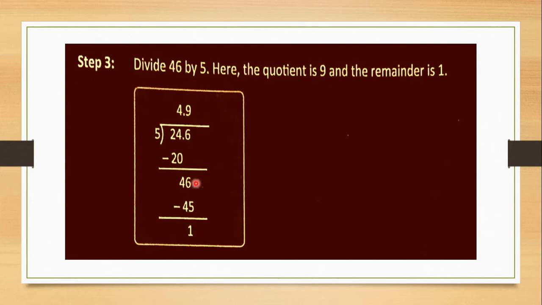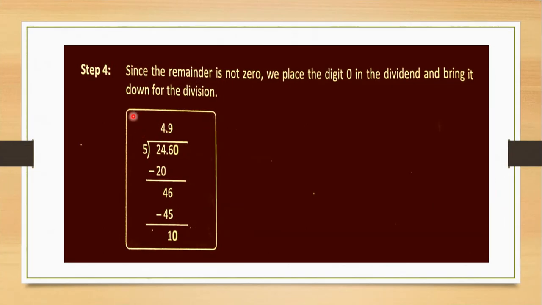Everybody knows that 46 doesn't come in 5's table, so we'll take the lesser number. So 5 nines are 45. Now 46 minus 45 is 1. So now the quotient is 9, because 5 nines are 45 and the remainder is 1. Then step 4, since the remainder is not 0. Why? Because here you can see the remainder is not 0.